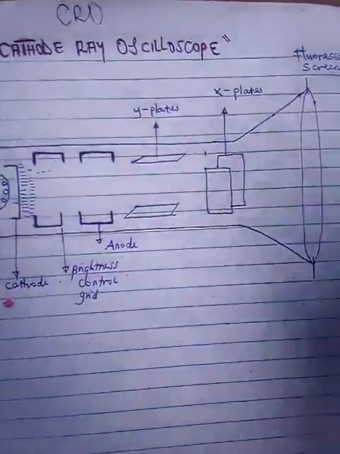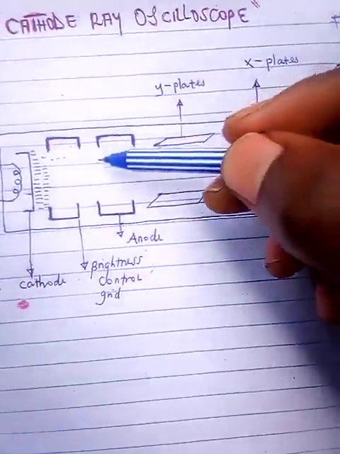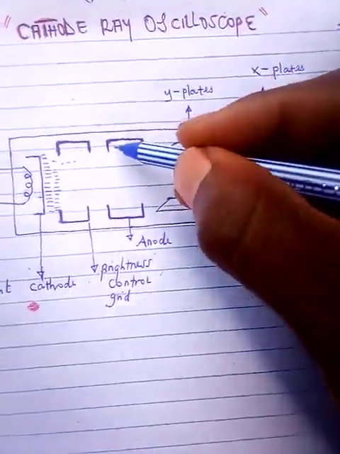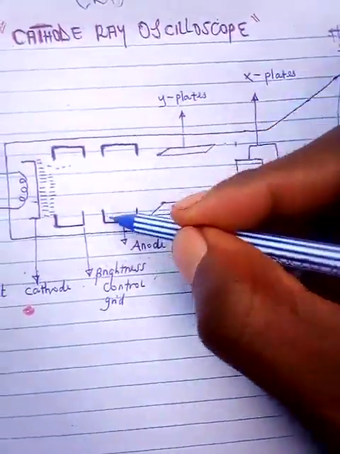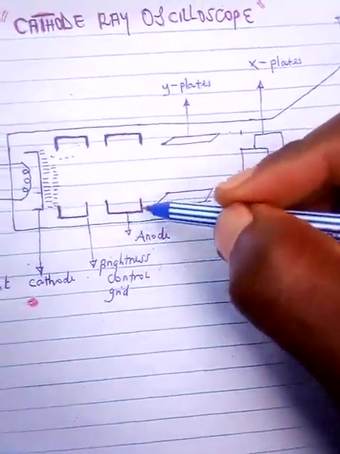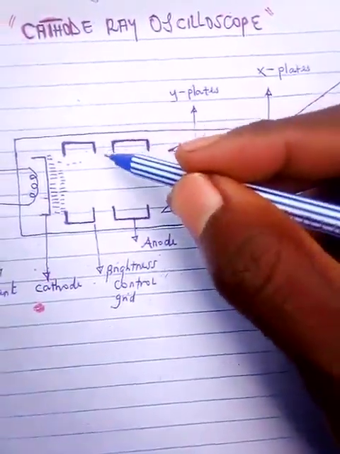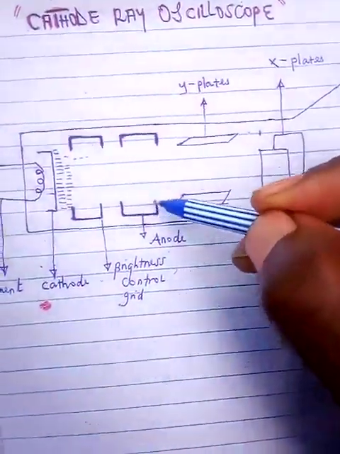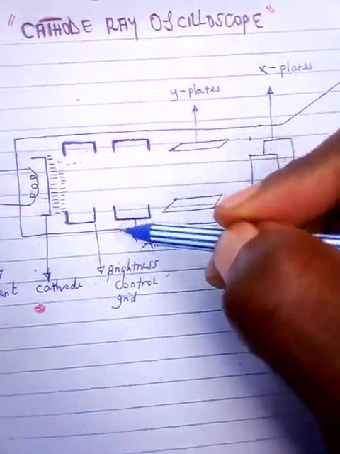Now watch. Once it passes through the brightness control grid, you're going to see that it's now going to step into the anode. Now this anode here serves two functions. Okay, so we have a cathode and we also have an anode here.